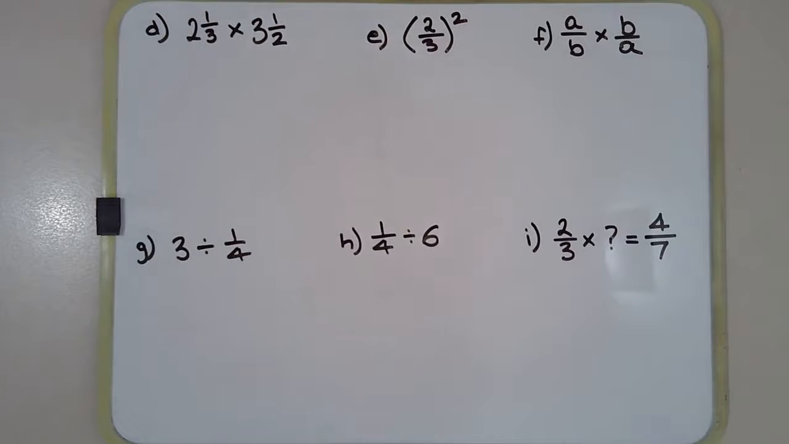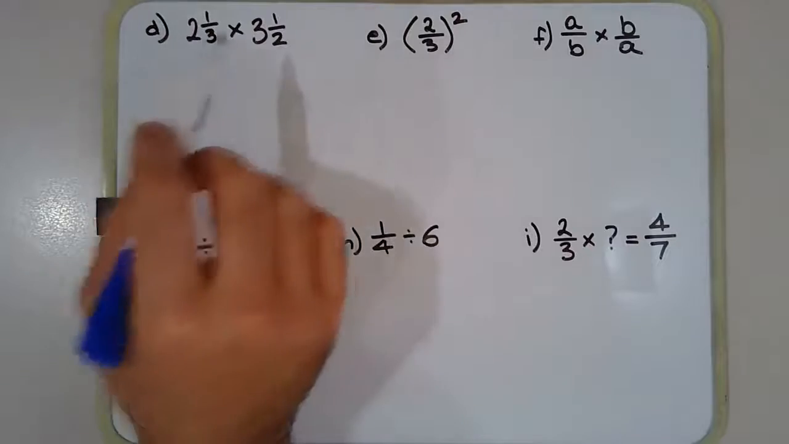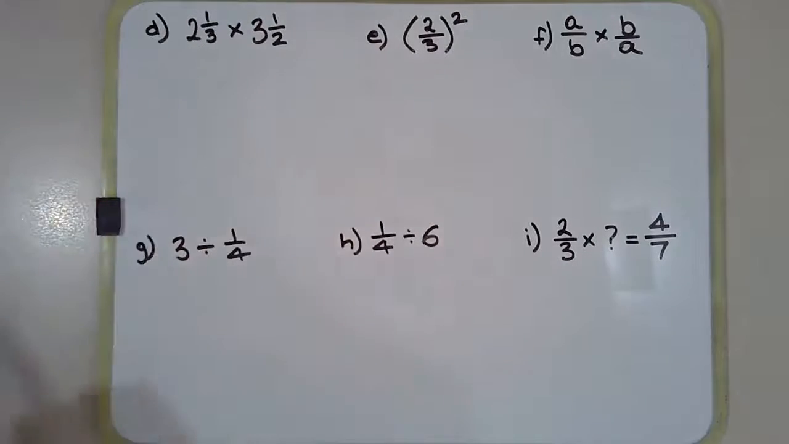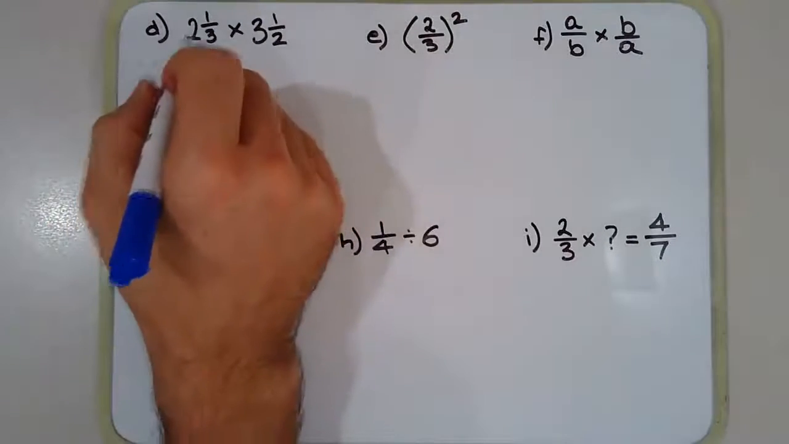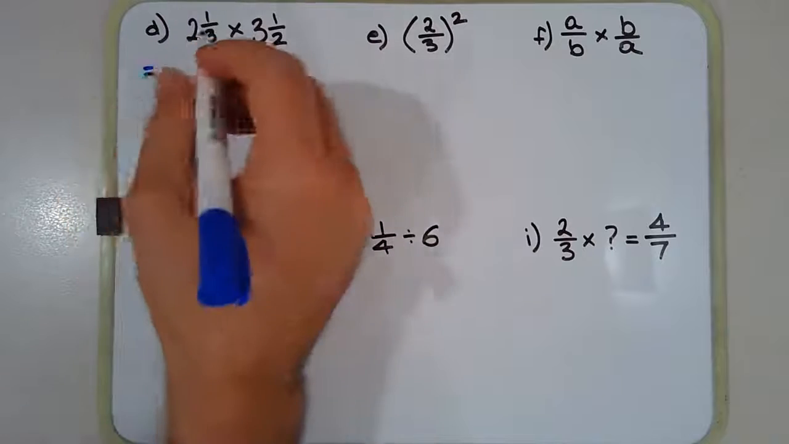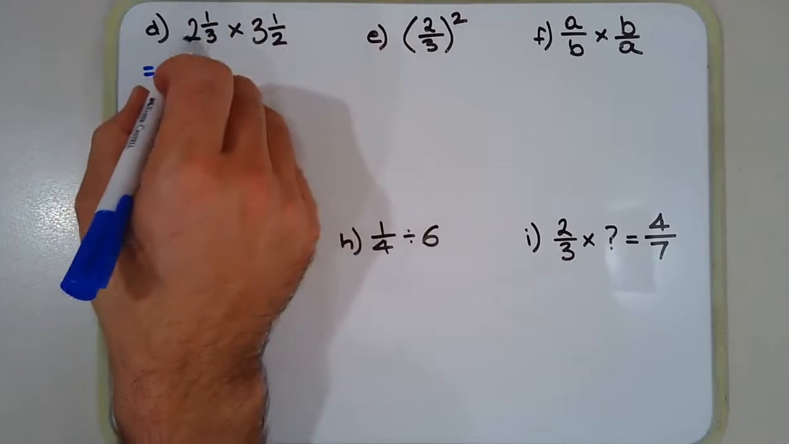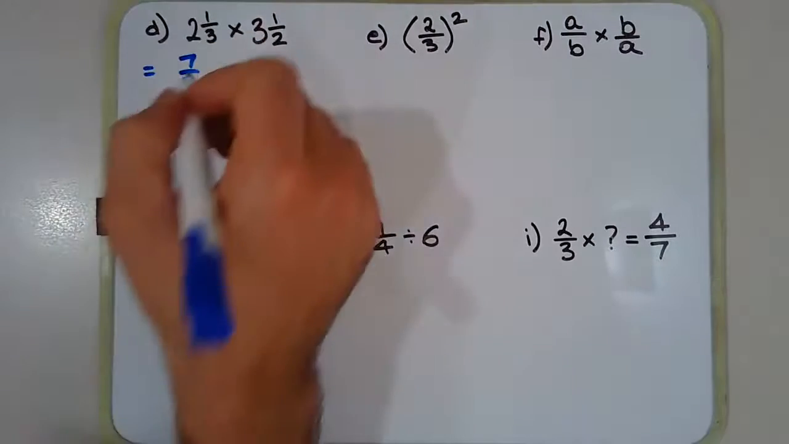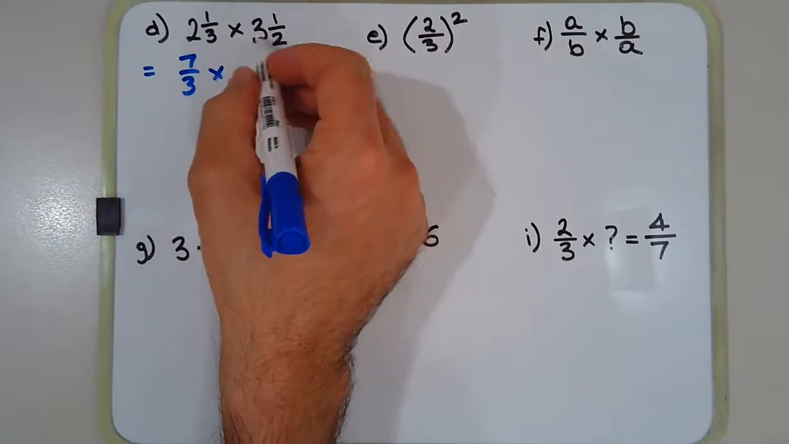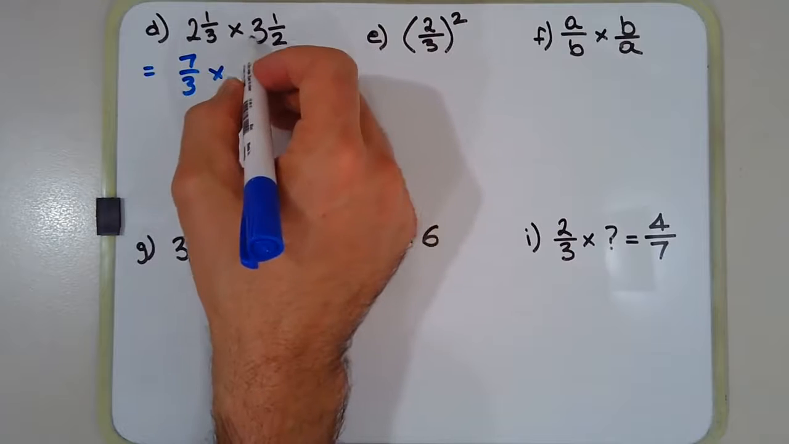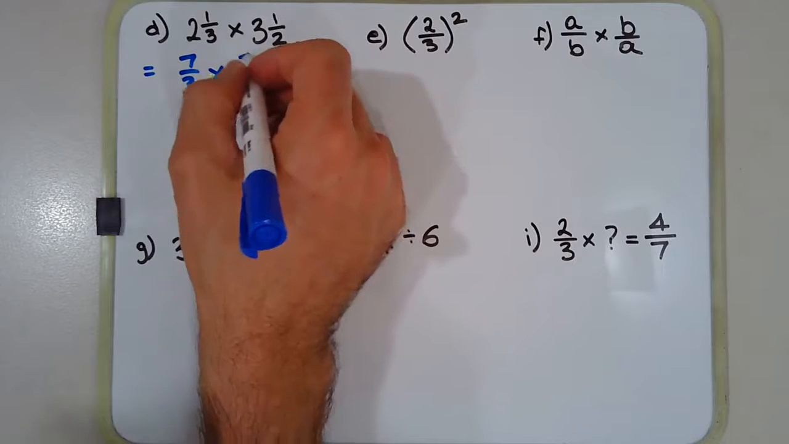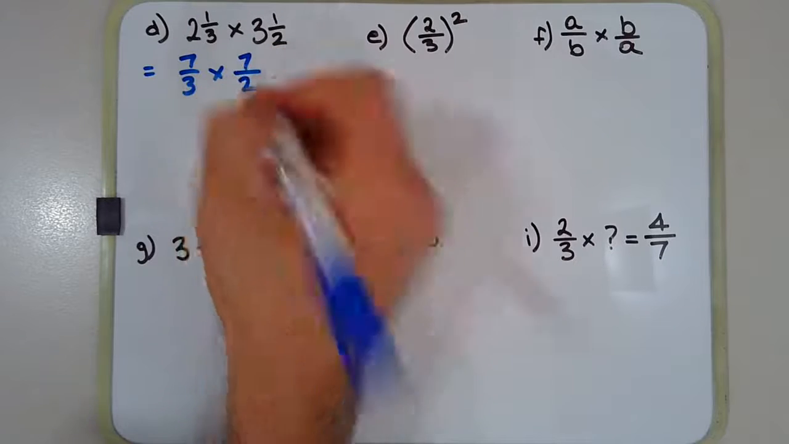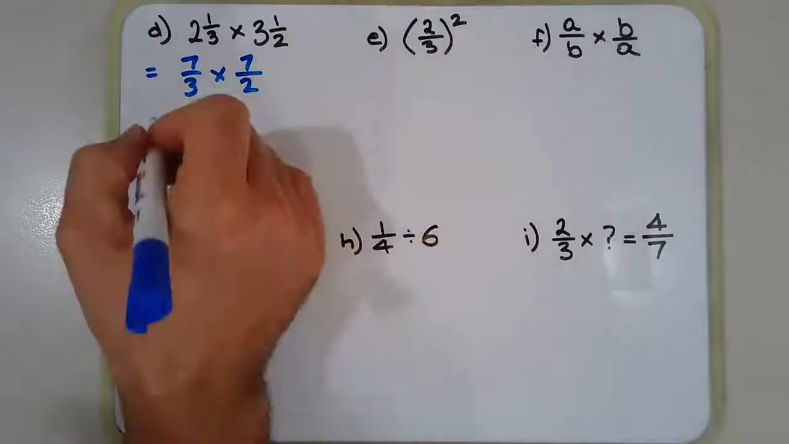Alright, let's have a look at part D now. Part D, we have mixed numerals this time, okay? What does the rule book say? It's going to be a lot easier to multiply these together if they were improper fractions. Okay, so let's do that. 2 1/3, okay, I think we've seen this one before. 3 times 2 is 6, 6 plus 1 is 7, so that's just the fraction 7 over 3, okay, times 3 1/2, so 2 times 3 is 6, 6 plus 1 is 7, okay, this is going to be 7 over 2.